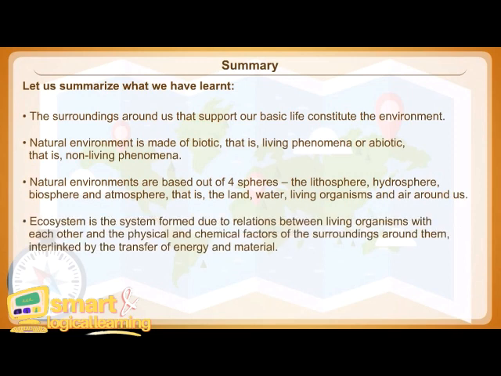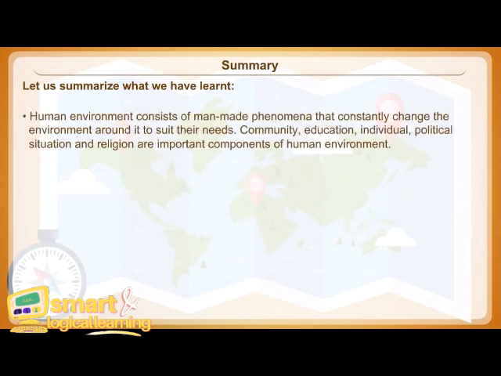Ecosystem is the system formed due to the relations between living organisms with each other and the physical and chemical factors of the surroundings around them, interlinked by the transfer of energy and material. Human environment consists of man-made phenomena that constantly change the environment around it to suit their needs. Community, education, individual, political situation, and religion are important components of human environment.